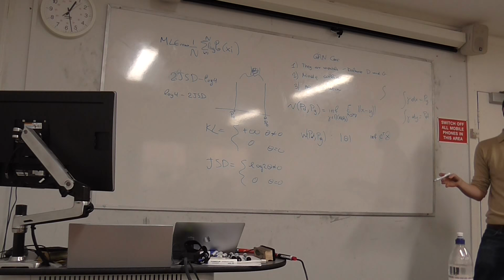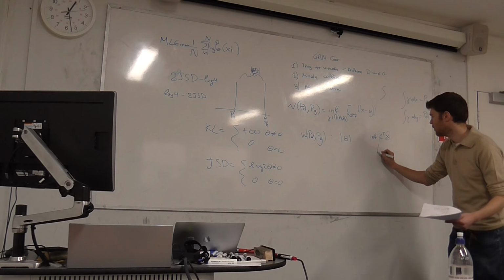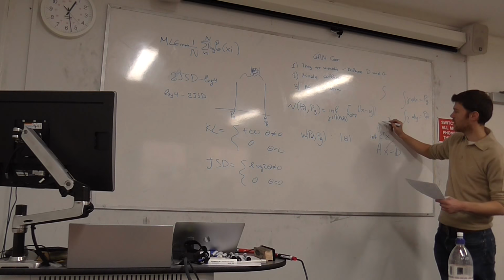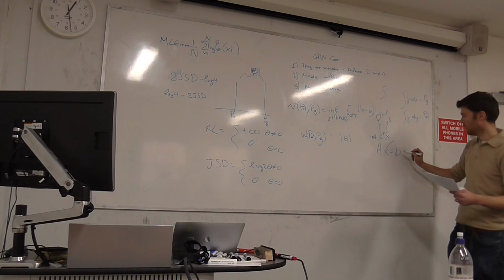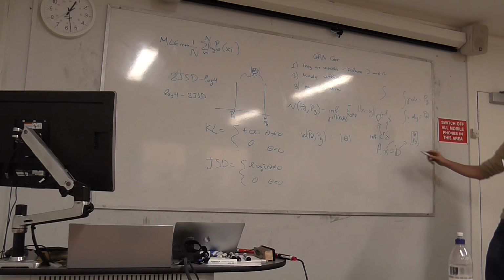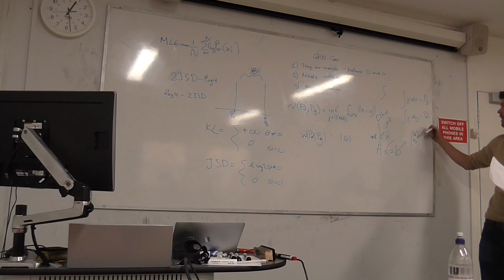So that means we can come up with a very large matrix A. If we said these are the gammas, this is what we're trying to minimize with respect to, and these are the distances, right? This thing here will be a vector with PD, PG. And this will be a matrix so that the sum over all x's will be PG, and the sum over all y's will be PD.